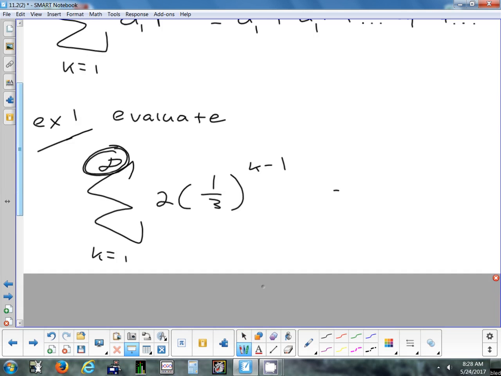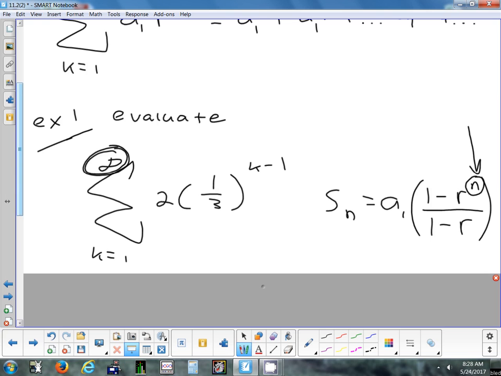Can somebody remind me again, what's the formula for the nth partial sum of a geometric series? Yep. Parentheses, minus r to the power of n. Yep, divided by 1 minus r. And that is the value we're going to look at way out. We're going to let n be a really, really big number.